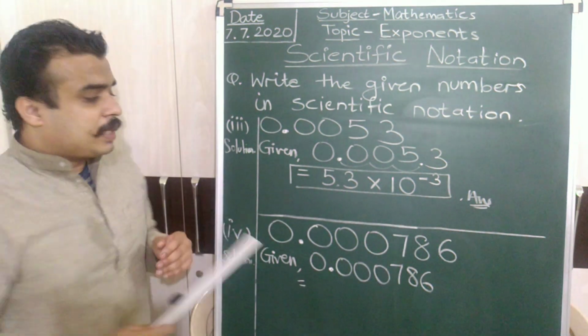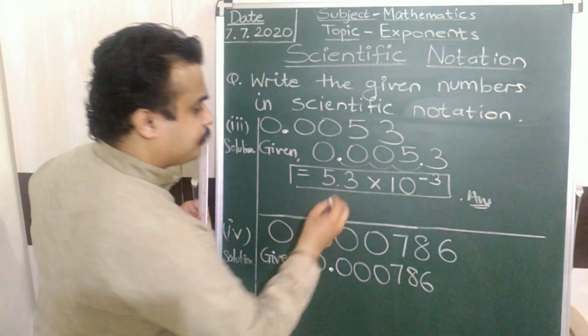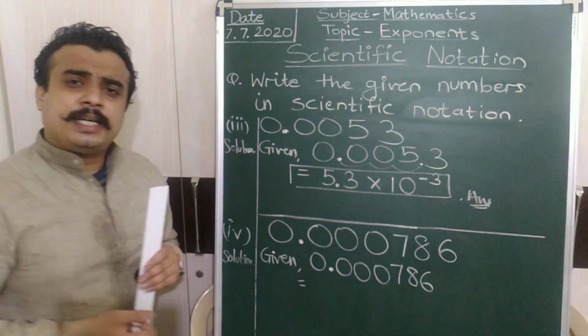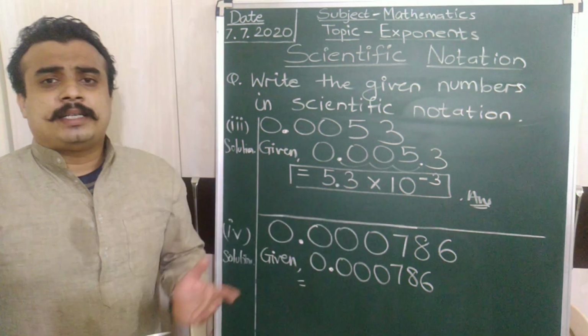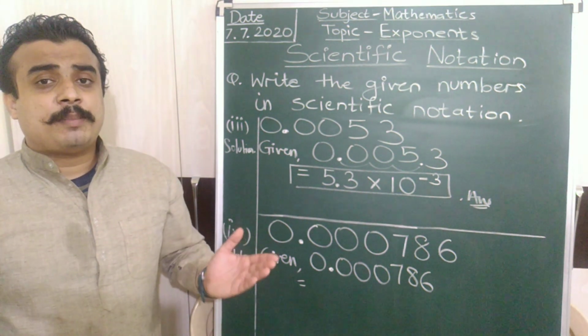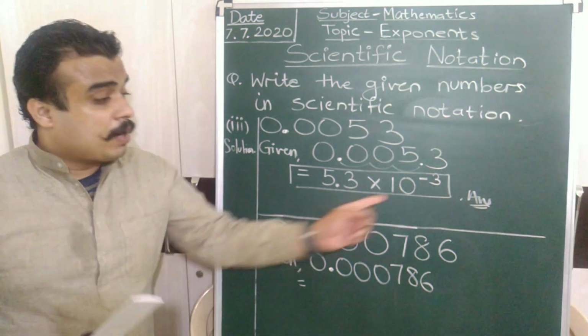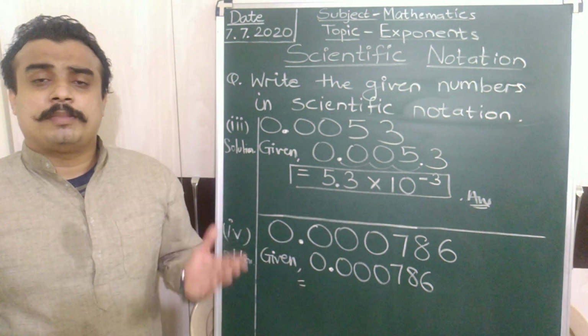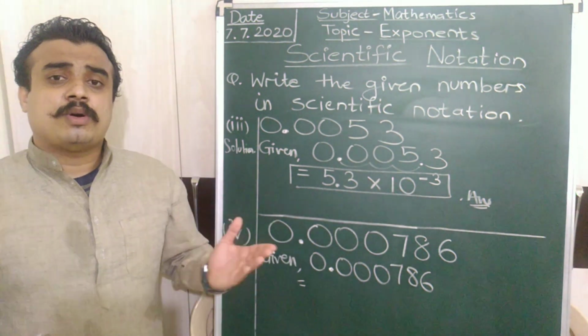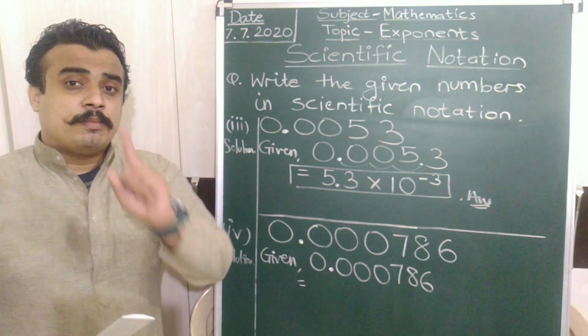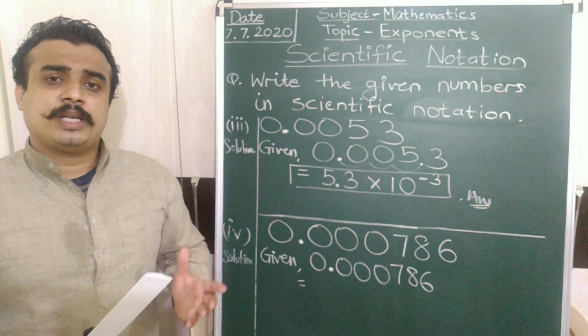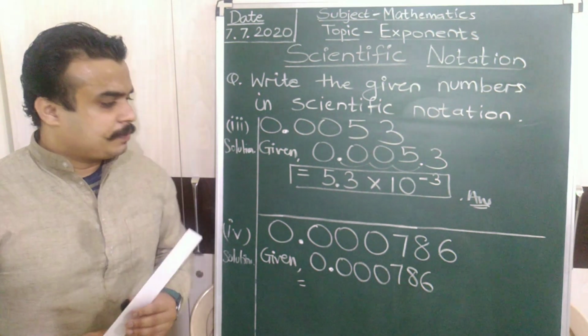Now easily you can compare that. The first part is between 1 and 10 and the second part is in terms of integral power of 10. That means 10 ka power, and what is that power? Negative. No problem, because power can be positive and it could be negative also, but it should not be a fraction. Okay, now let's see another example.